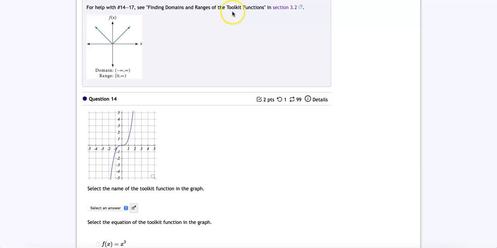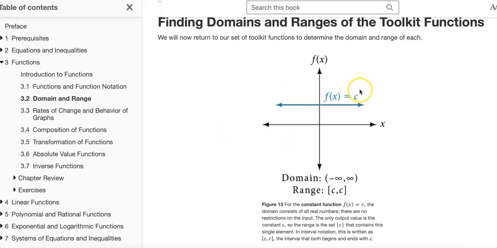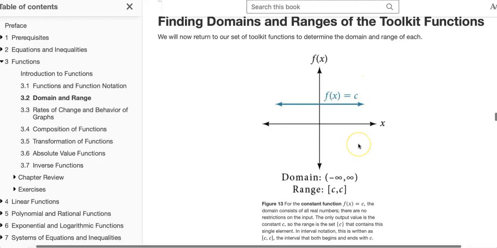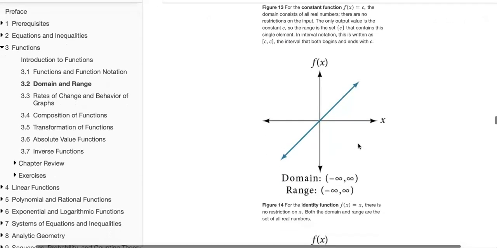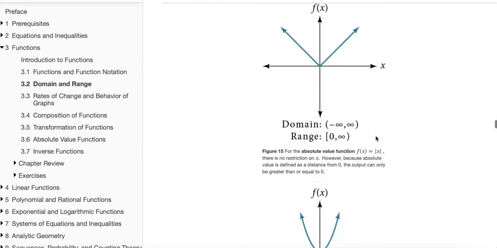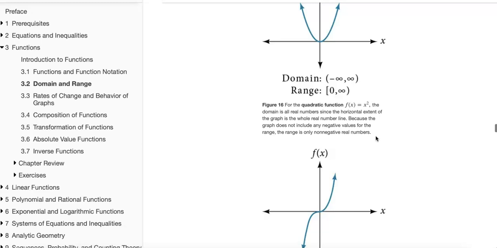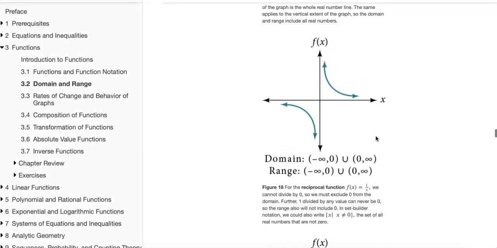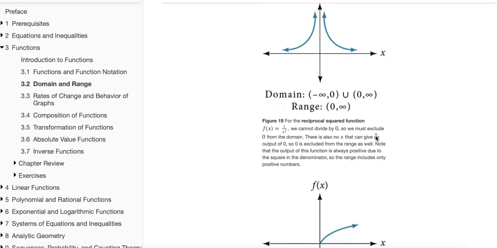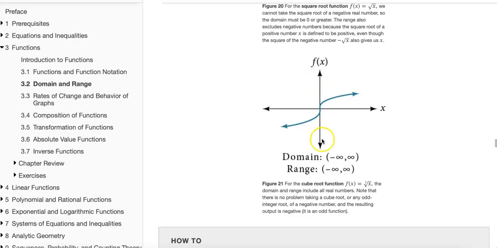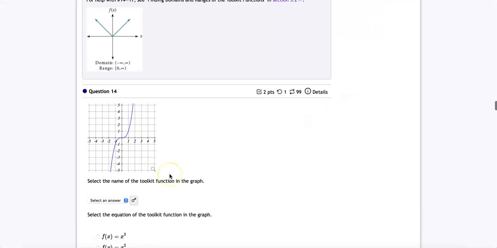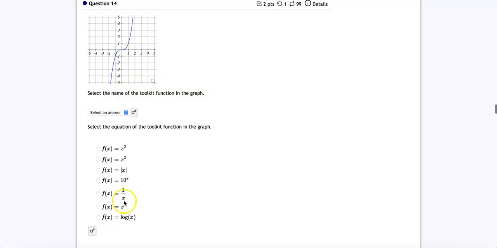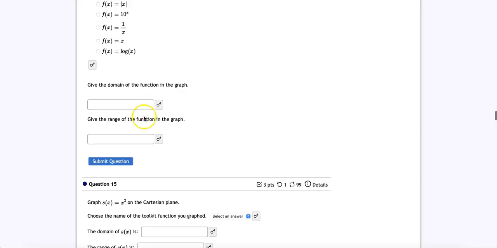All right, now for the domains and range of the toolkit functions, these are the basic functions. Toolkit functions is another way of saying parent functions. They're the basic functions that you are going to want to learn about. And if you flip over to the book, in section 3.2, it actually shows you pictures of every single one of these toolkit functions with the domain and the range included. So you have your flat line, your normal line, the identity function is y equals x. You have your absolute value function, your quadratic function, cubic function, reciprocal function, reciprocal squared function, all these different functions.